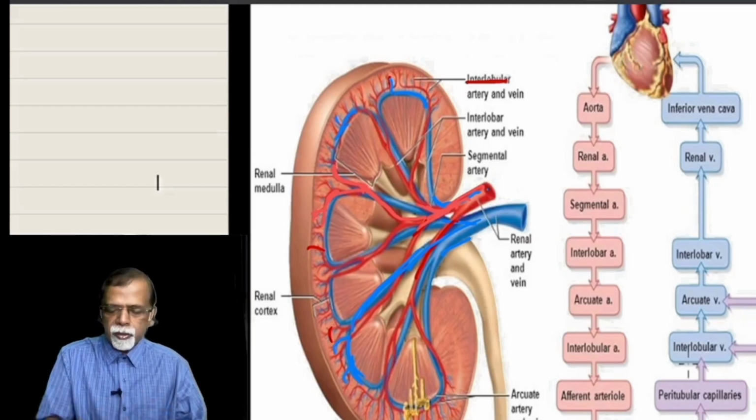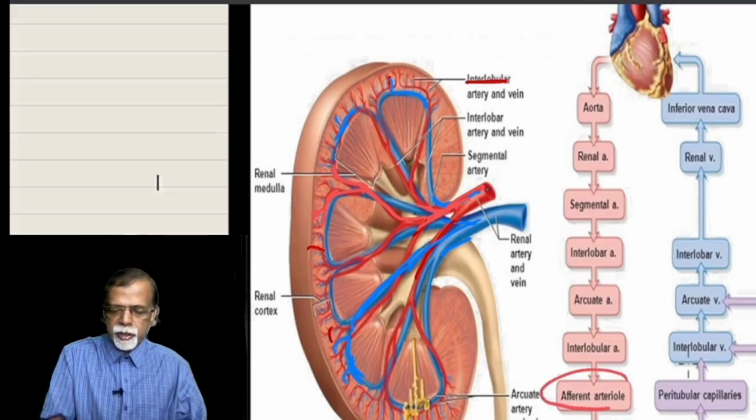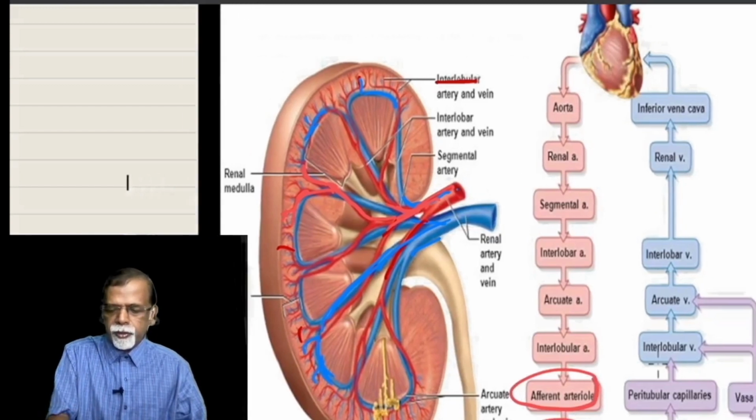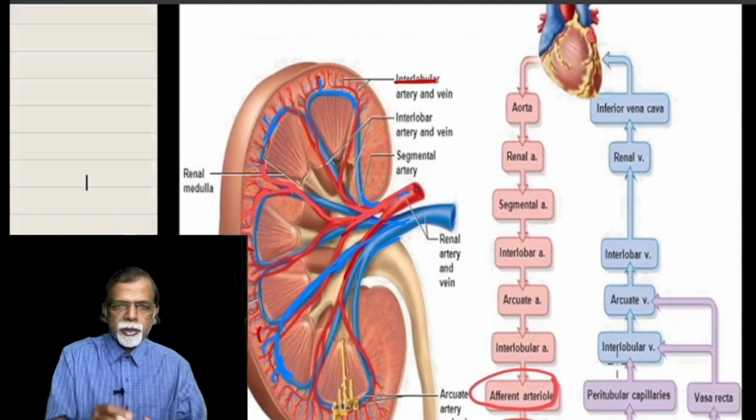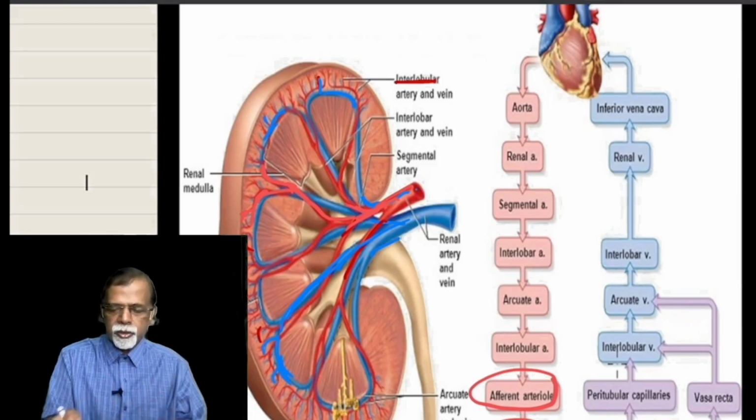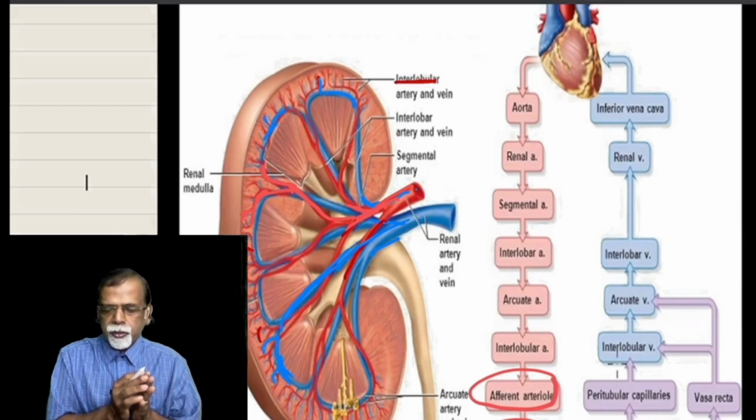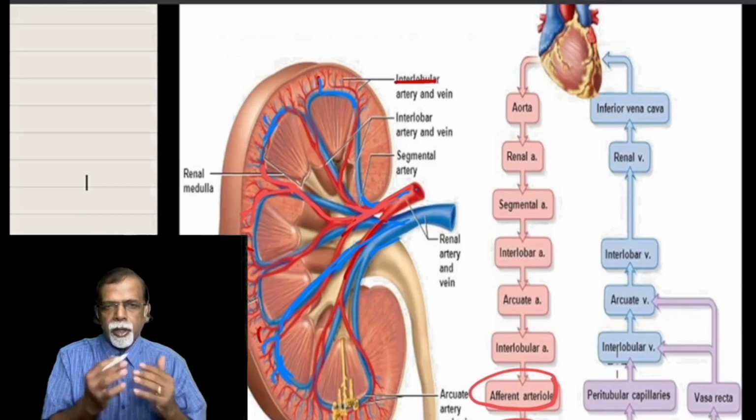You can see the afferent arteriole formed, then the glomerulus, and from the glomerulus the efferent arteriole. From the efferent arteriole the peritubular capillaries are formed, that is, around the tubules. From this network the veins are formed. From the peritubular capillaries the interlobular veins are formed.